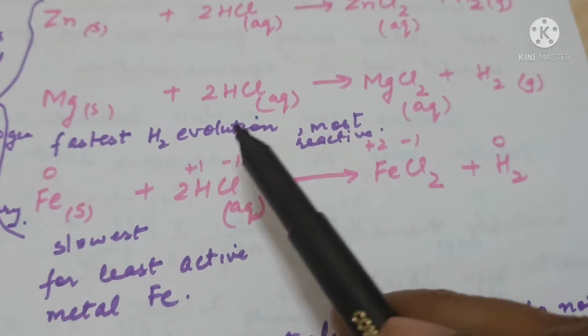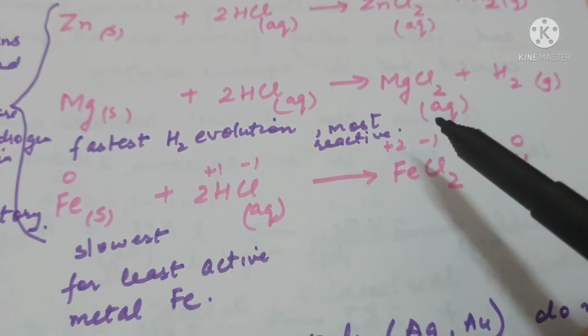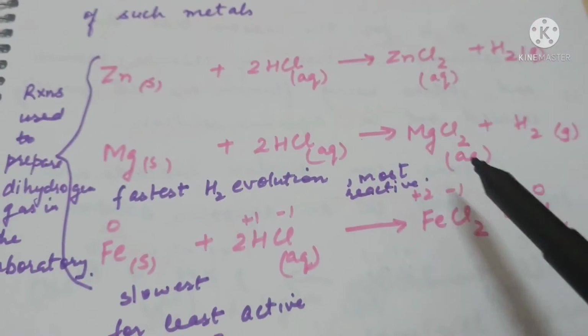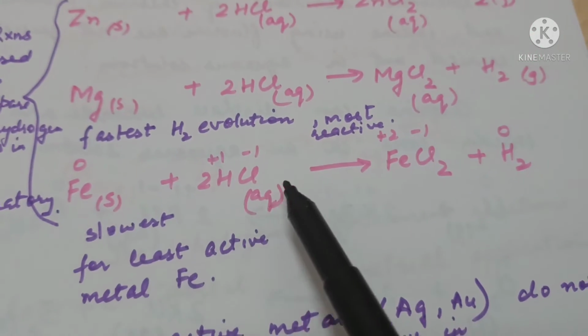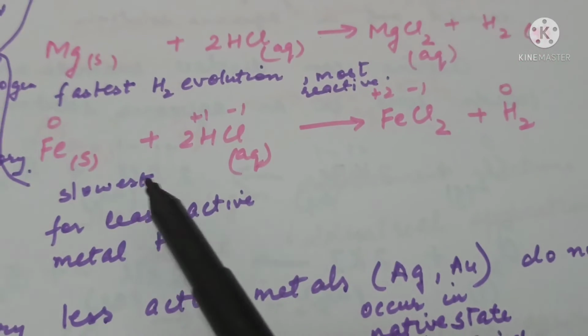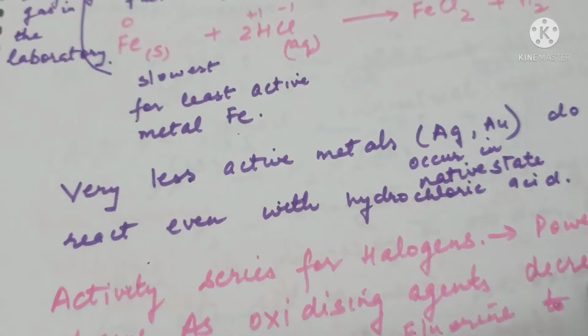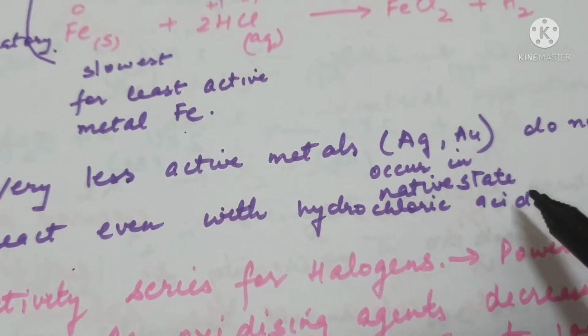The rate of evolution of hydrogen gas can tell us which metal is more reactive. For example, this is the fastest reaction out of the three. So magnesium is the most reactive. Iron plus HCl is the slowest reaction. So iron is the least reactive metal. And very less active metals, for example, silver and gold, do not react even with hydrochloric acid.